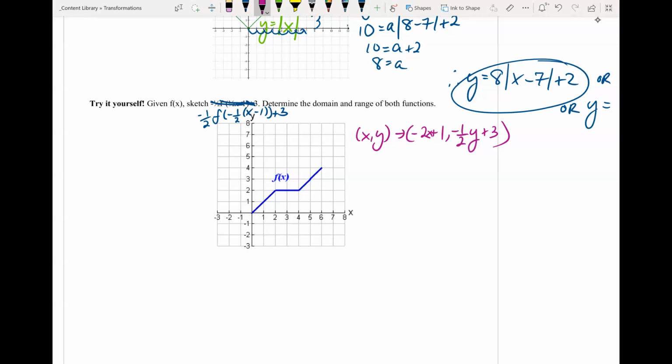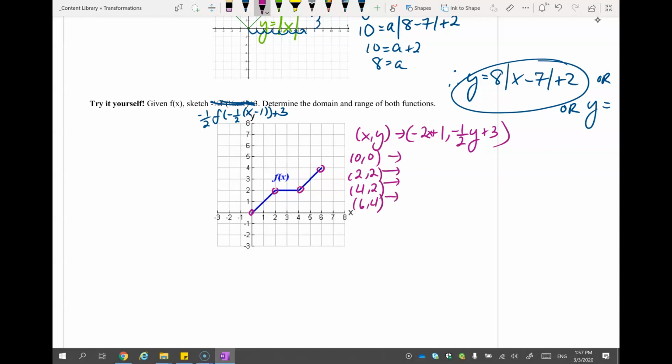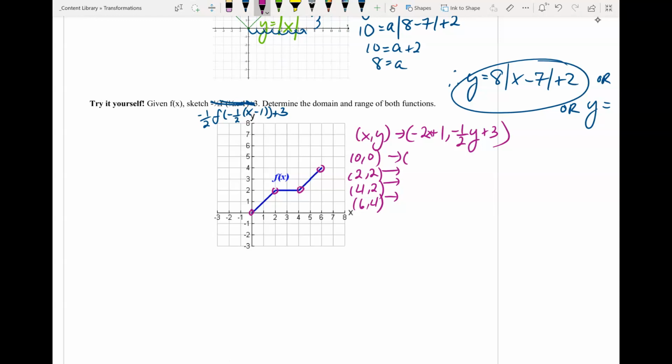We're going to pick the points that were given to us in this graph. So I'm going to pick these 4 points. We have one at 0, 0, another one at 2, 2, another one at 4, 2, another one at 6, 4. We're going to go ahead and find our new points. So we have -2 times 0, which is 0, plus 1. Then -1/2 times 0, which is 0, plus 3. So we have a point at 1, 3.